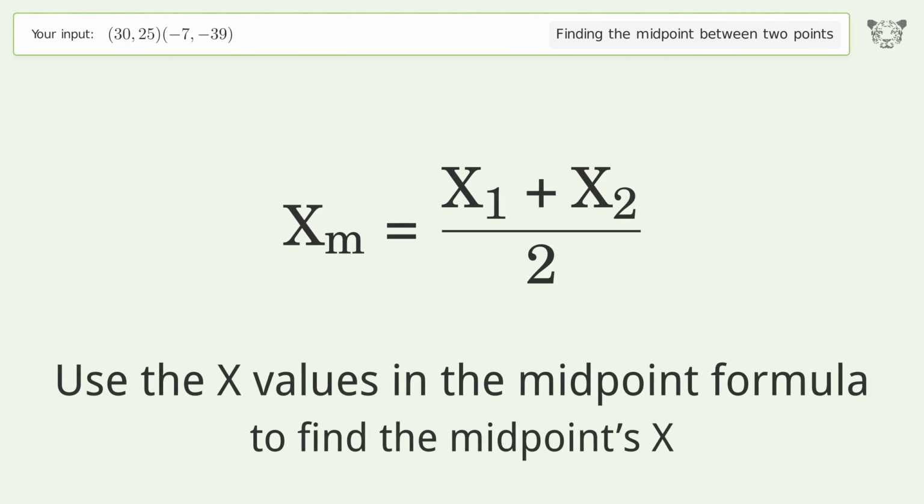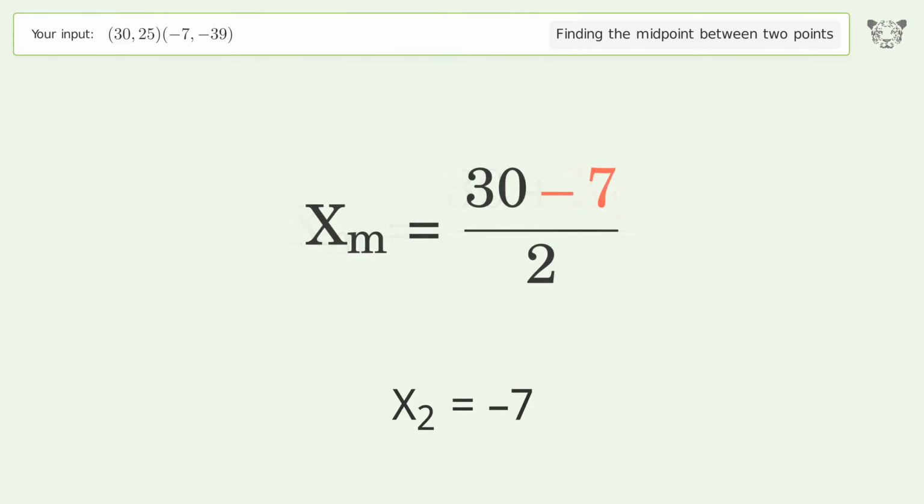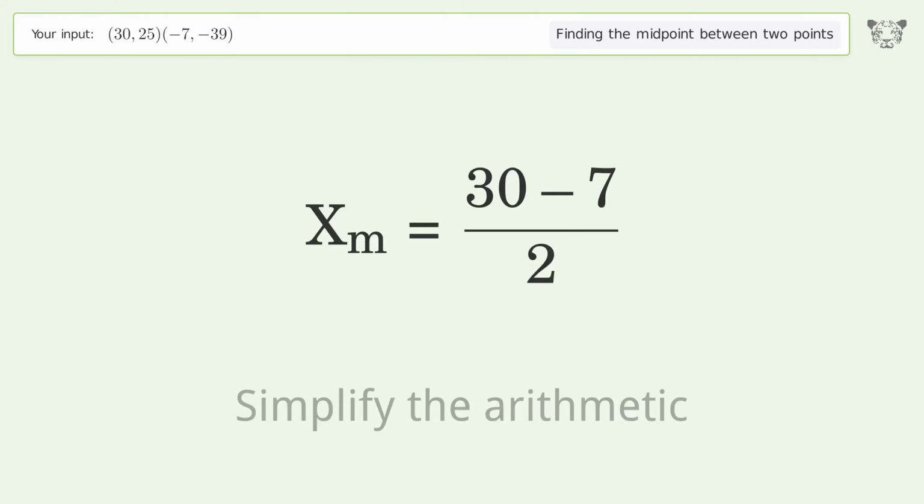Use the x values in the midpoint formula to find the midpoint's x. x1 equals 30. x2 equals -7. Simplify the arithmetic.